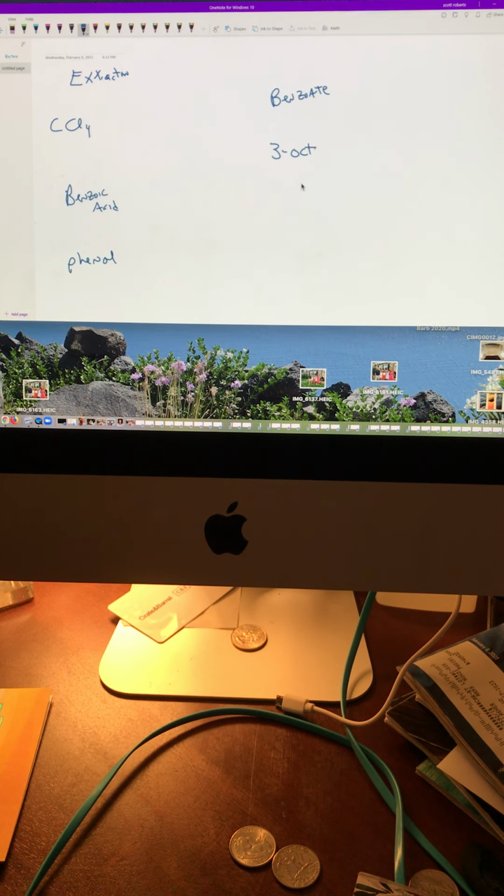3-octanone, which is the old school way to do it. Octane, drop the E and put an -one on. Now they say octane and then 3-one. Same thing, but different.